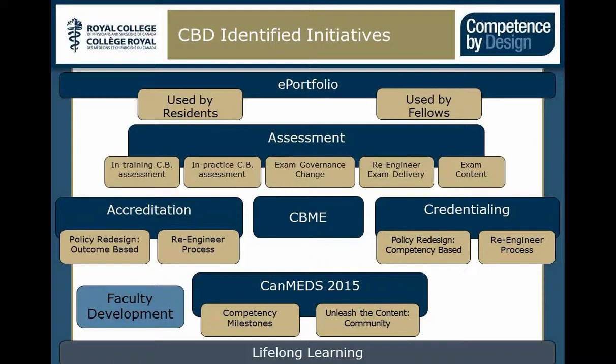This slide, though, also illustrates some other features of Competence by Design that will be rolled out. There'll be a new accreditation system that is more focused on the outcomes of that program, meaning the evidence of the quality of graduates, and less focused on some process measures. Credentialing will change from its current time-based system to one that's more based on achievement of educational milestones. That's a different conversation. Assessment will change.